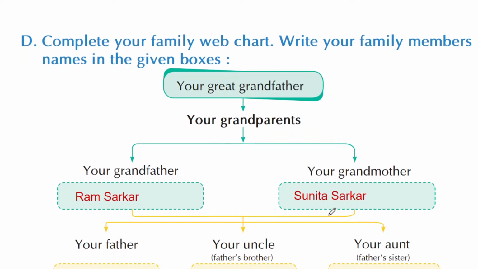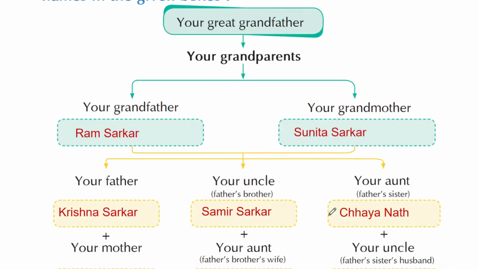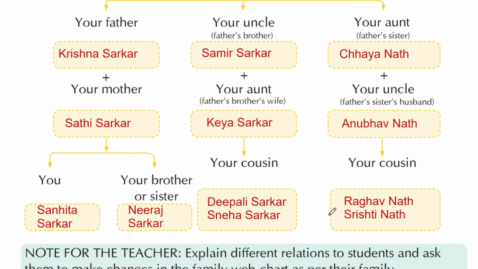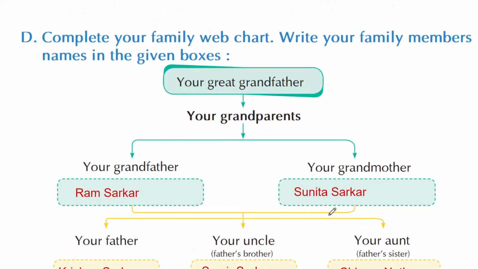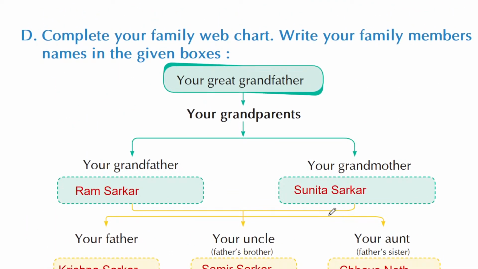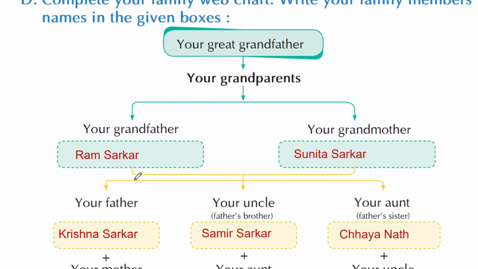Complete your family web chart. Write your family members' names in the given boxes. So this is a family web. So you have to complete this family web according to your details, according to your family members. So here we have our great grandfather. After that, we have our grandparents. Now you have to write down the name of your grandfather and grandmother.